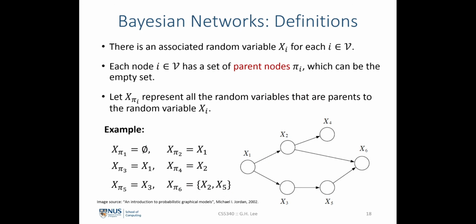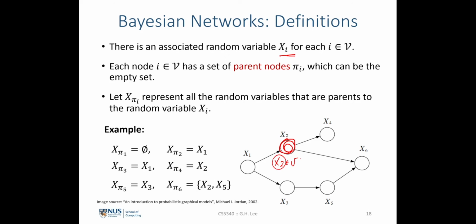So as mentioned earlier, for every node in the graph, there's an associated random variable which we denote as xi. For example, this node in the graph, which is in V, 2 is inside the set V. So x2 denotes the random variable that is represented by this node in the graph.